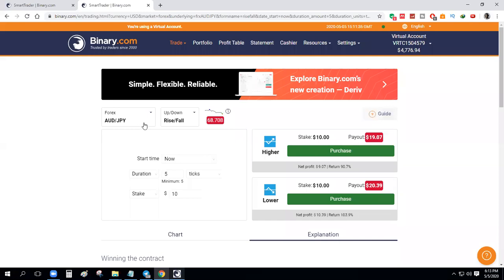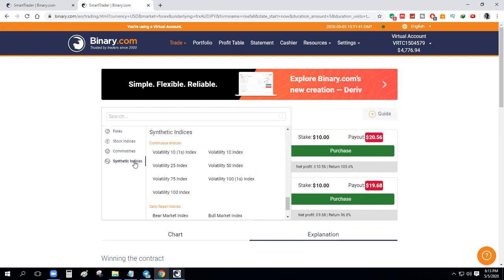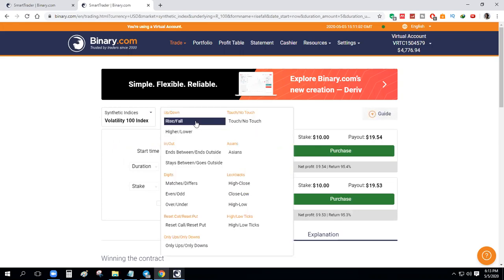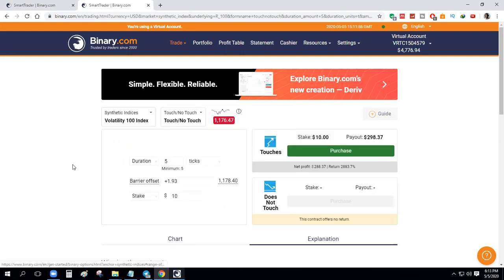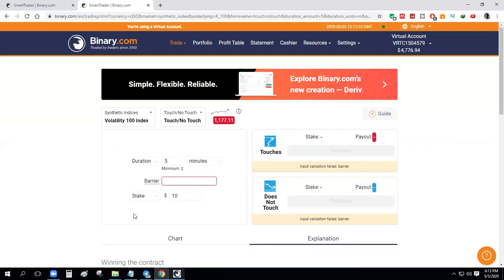So number one, I switch from Forex to synthetic indices here. Number two, I choose an asset, volatility 100, for example. Then I also switch the option from rise and fall to touch, no touch. Now I focus on the lower window. I have a duration there. My duration should be in minutes, not in ticks. Ticks are too fast. The barrier offset, I said the best is to remove it first. Let it be blank. Then you work with the stake. In other words, if I place a trade, $10 will be used for that trade.